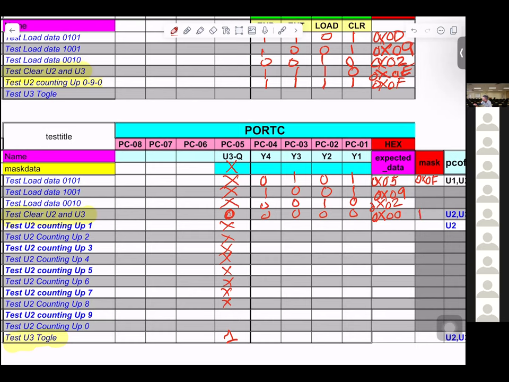So 1, 1F. Okay. The math, they must be 1. And this have to be 1. Okay, so F. So now the same thing in here. U3 toggle. Okay, you want this to be a 1. Okay. So they don't care here. So the output 0810.